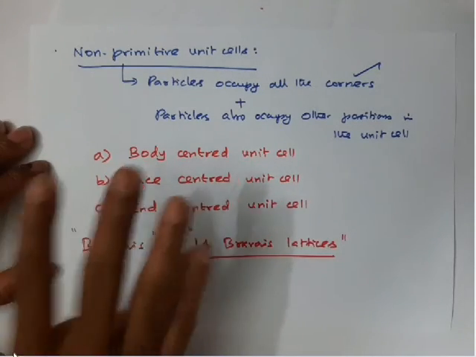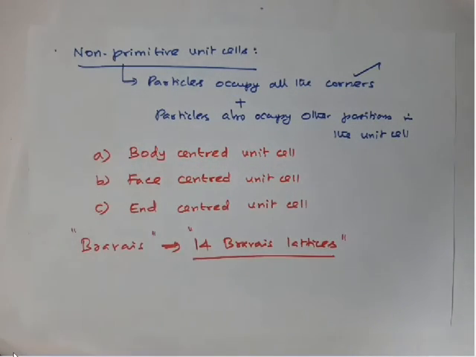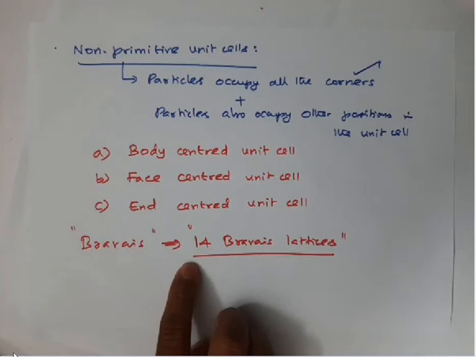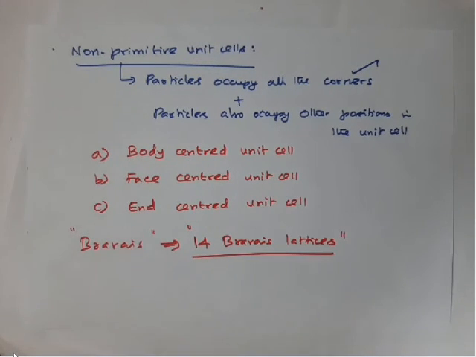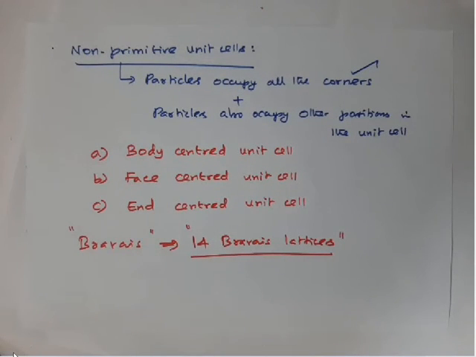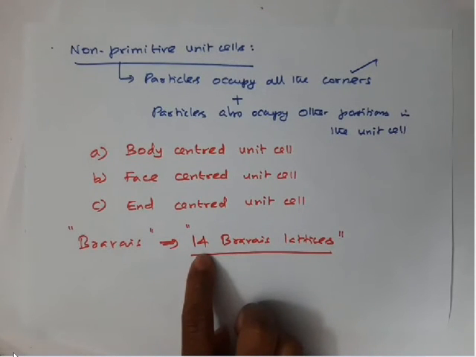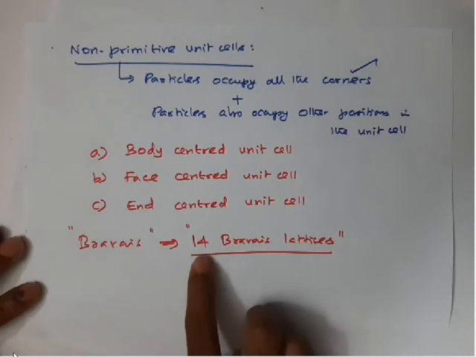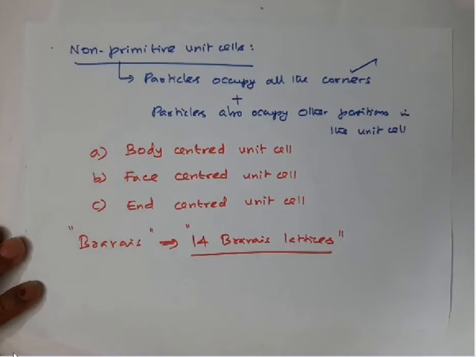Keeping these four unit cells in mind, people started to work on crystals, and the scientist Bravais found that 14 different types of unit cells exist in nature. Whatever crystal you take, that crystal must belong to one of these 14 different types of unit cells. Crystals which belong to these 14 types are called Bravais lattices. So we have 14 Bravais lattices. What are the 14 Bravais lattices?